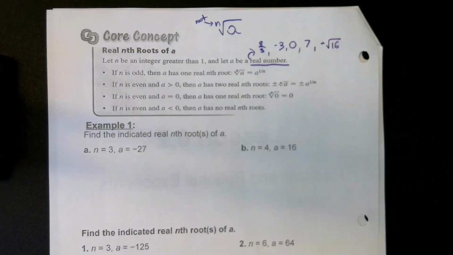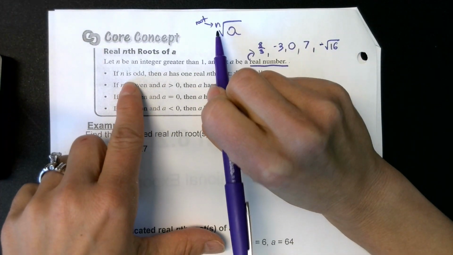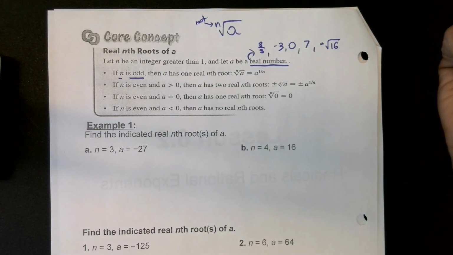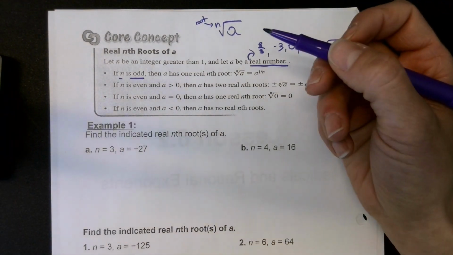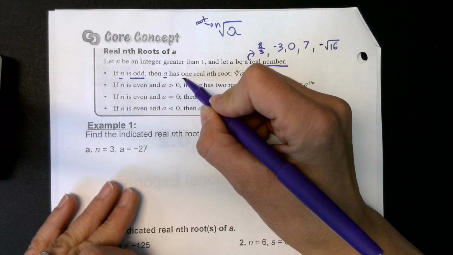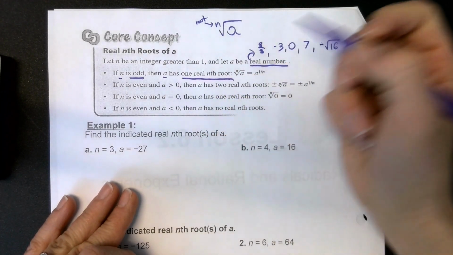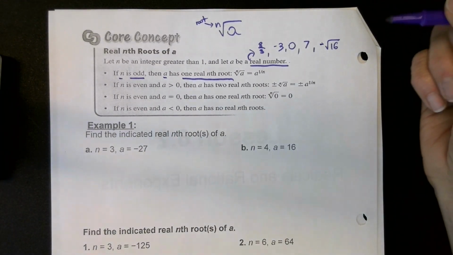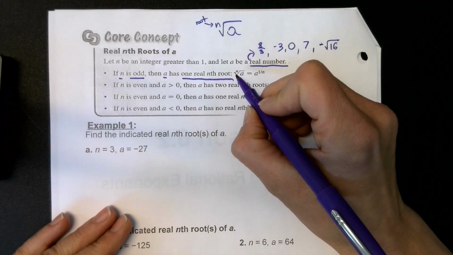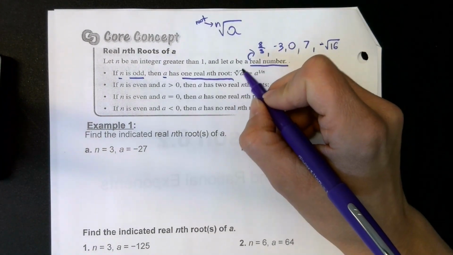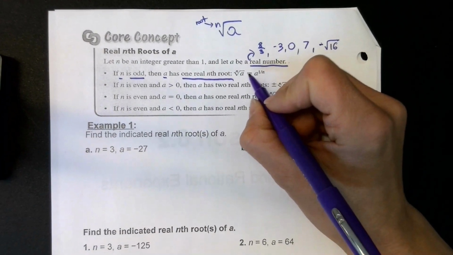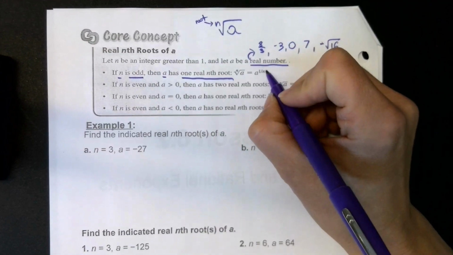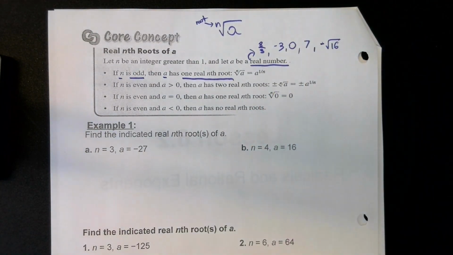So the first property is, if your n is odd, so 3, 7, and so forth, then a has one real nth root, only one number as a solution. You can write it as the nth root of a, and those two are equivalent, equals a to the 1 over n. And this will make more sense as you see the numbers.